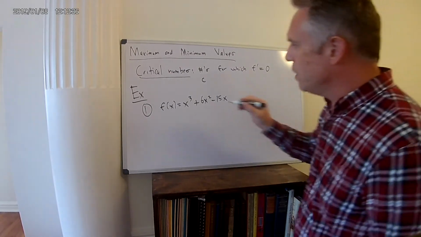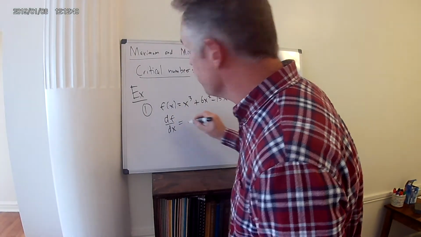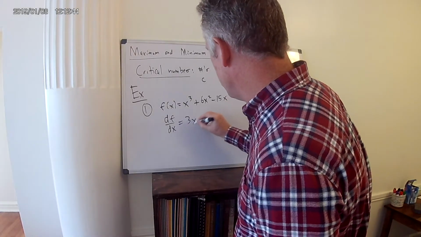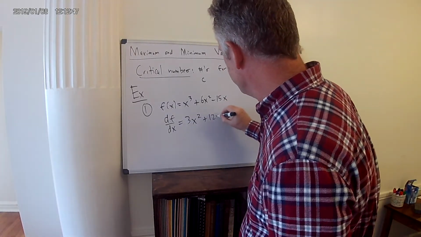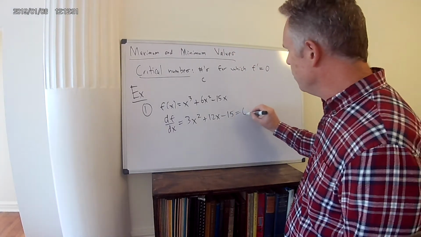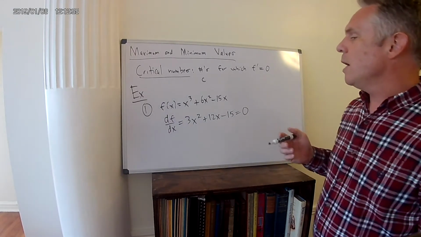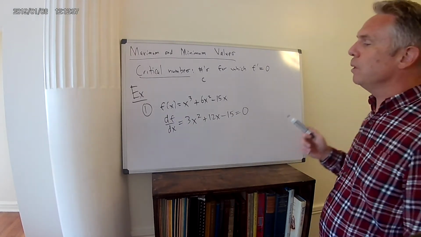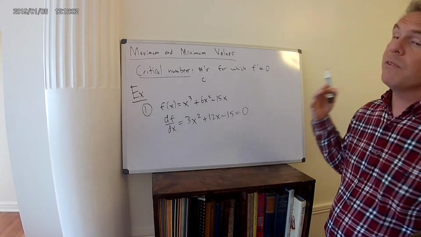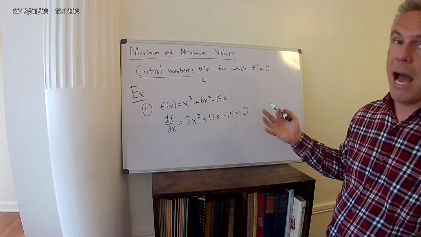Well, what we do is we take the derivative of this function. In other words, we find the slope of this function. Take the derivative, we get 3x squared plus 12x minus 15. Then we set this equal to 0. Why 0? Because we're trying to find the places where this function has a 0 derivative. Usually, if it's well behaved, those are the places where it has a local maxima or minima.